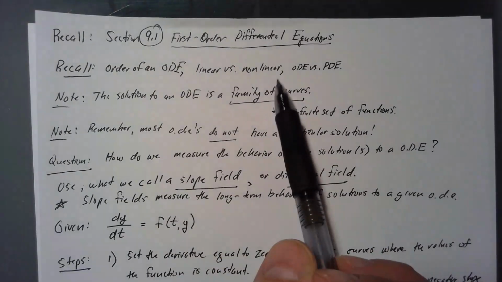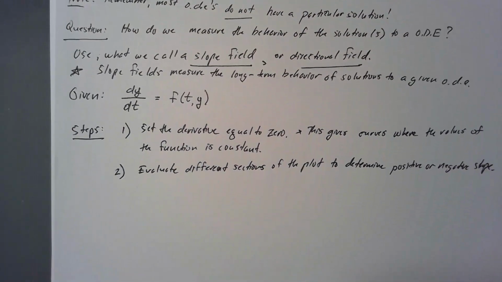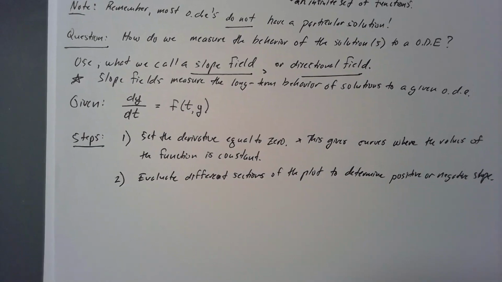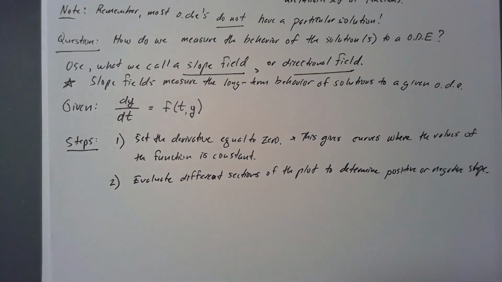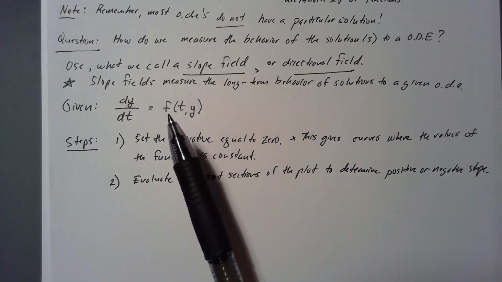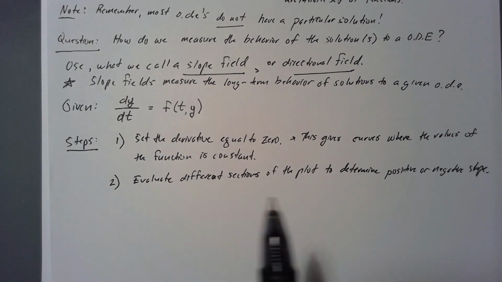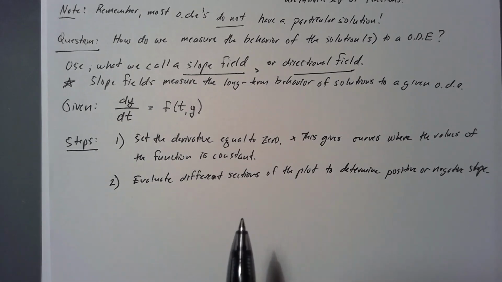We're going to look at first order linear differential equations, or any kind of differential equation for that matter, ones that could be solved or not solved. You could use a slope field, and it depends on the differential equation. You could use the slope field to measure the long-term behavior of a solution, and that's very useful for differential equations that cannot be solved.